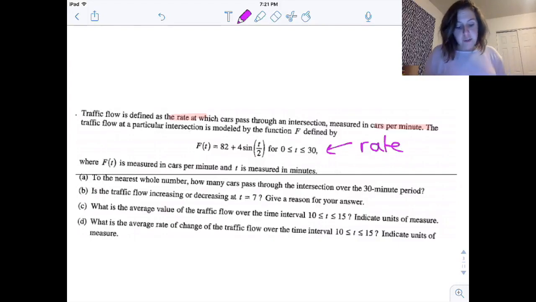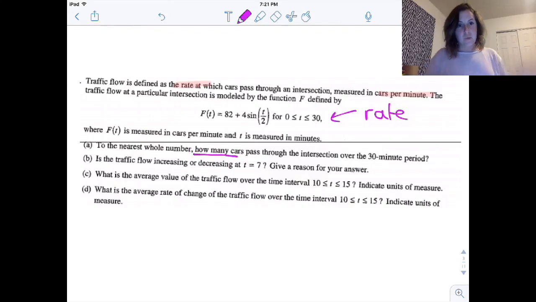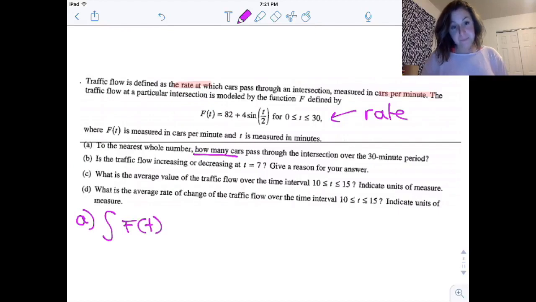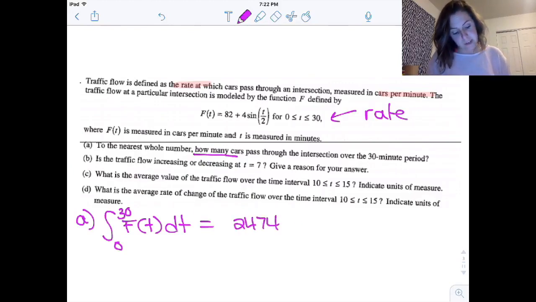So part A, to the nearest whole number, how many cars pass through the intersection over the 30-minute period? So we know that we're given the rate. What I want is the net accumulation of cars, right? The total change. So for part A, all I'm really doing is saying, well, I want the integral of f of t with respect to t, because I want the area under that curve, from 0 to 30 minutes, because remember my units are in minutes. If this was hours, you'd do 0 to a half. And we can just put that into our calculator, and this would come out to be 2474 cars.